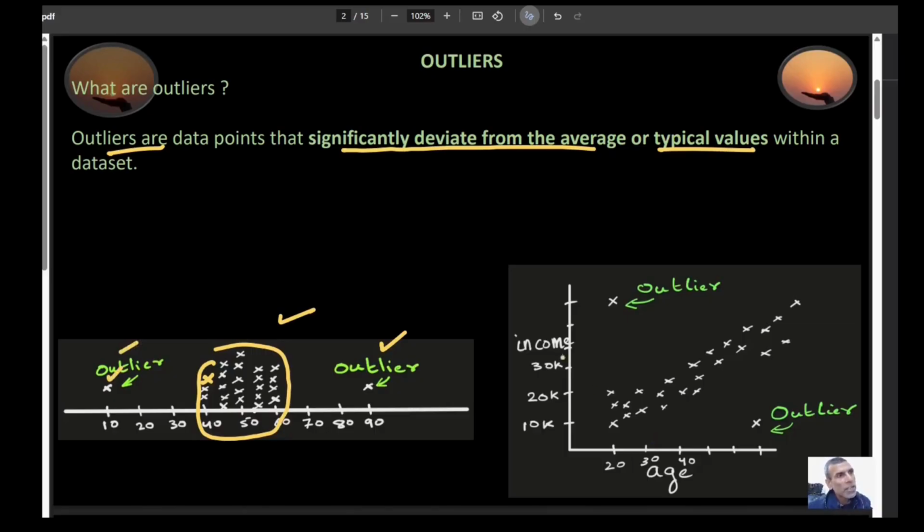Let's look at this one. Here you have age and income. As age increases, people's income increases. So you can see most of your data points are spread over here, right? And then you have one point, this right here. This is not part of this group. So this is an outlier. Same thing with this one. This is an outlier. This is not part of this cluster.